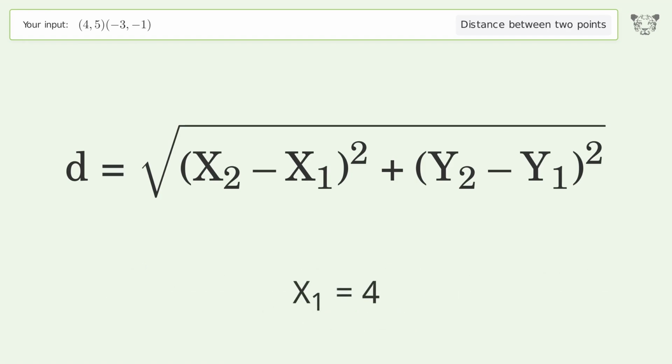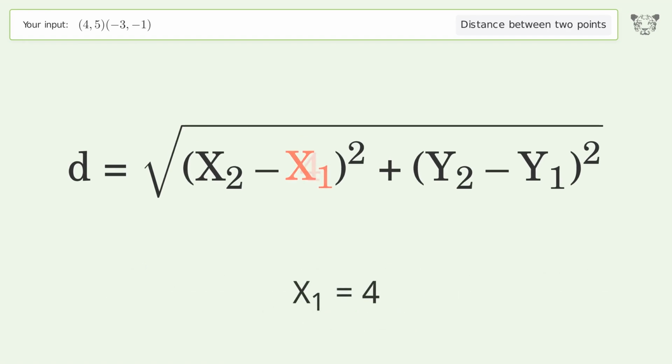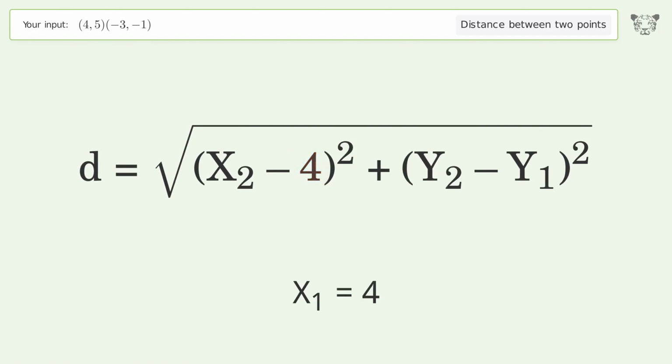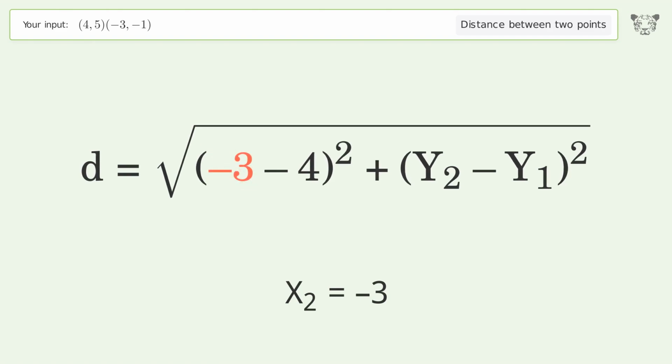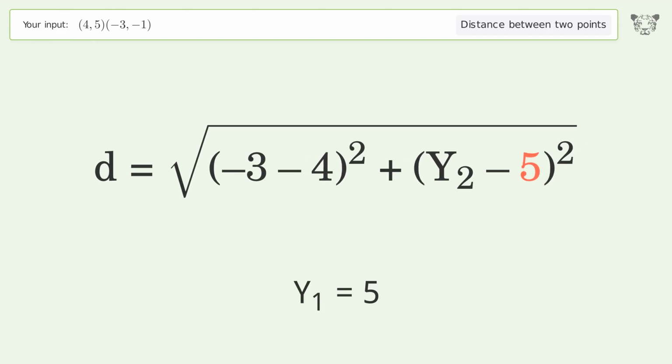x1 equals 4. x2 equals -3. y1 equals 5. y2 equals -1.